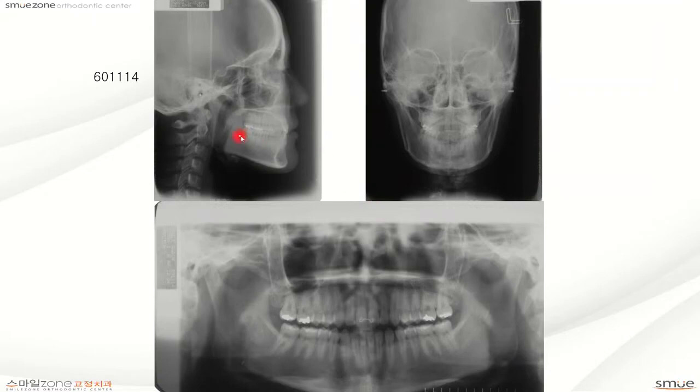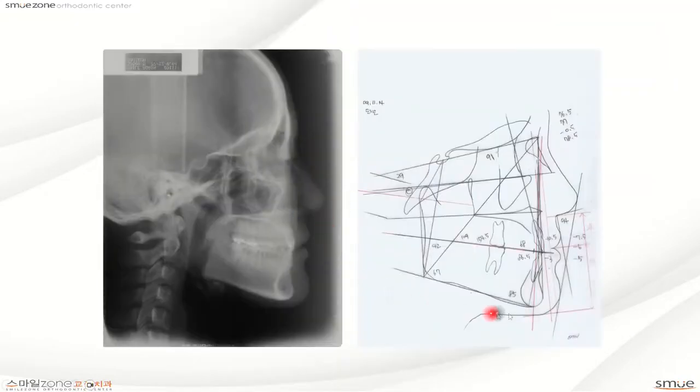Judging from her chin, she has a slightly Class 3 with a big mandible compared to the very pretty idol stars of Korea.